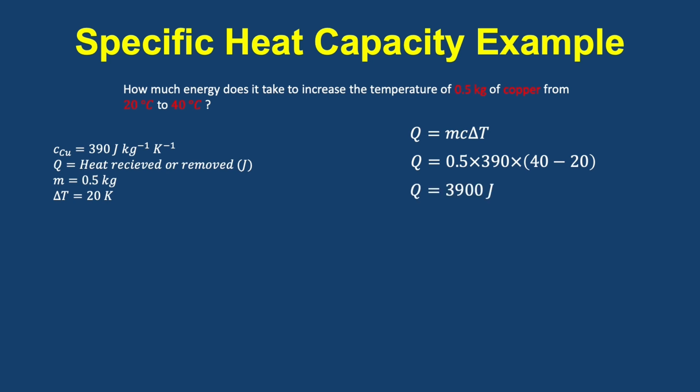Finally, we write out our answer and we don't forget to put in the units, 3,900 joules. This particular question is an example of something I like to call a plug and play question. We're given all the data we needed. We had to look up the specific heat capacity of copper, and then we just plug it all into the equation. We didn't even have to rearrange the equation. This calculation is a simple example of specific heat capacity calculations.